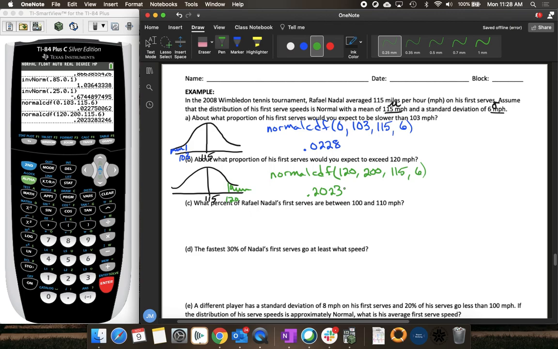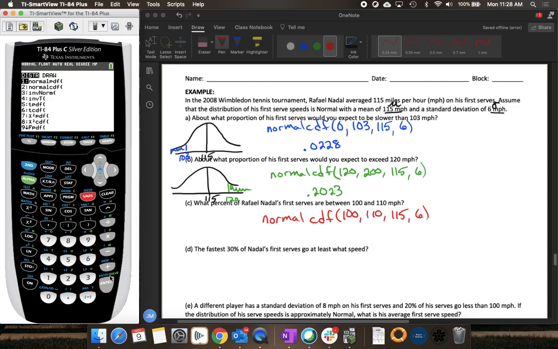All right, so then for part C, what percent would be between 100 and 110? With the between ones, you usually are going to be okay to not have to draw out the picture. You can just use those for your lower and upper bounds. The picture is usually helpful if you're missing one of the two. But for this one, we're going to go from 100 to 110. Again, mean of 115 and standard deviation of 6.